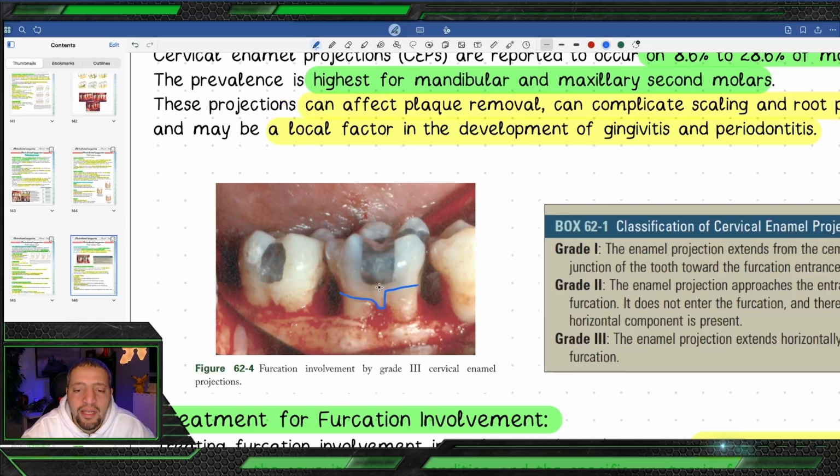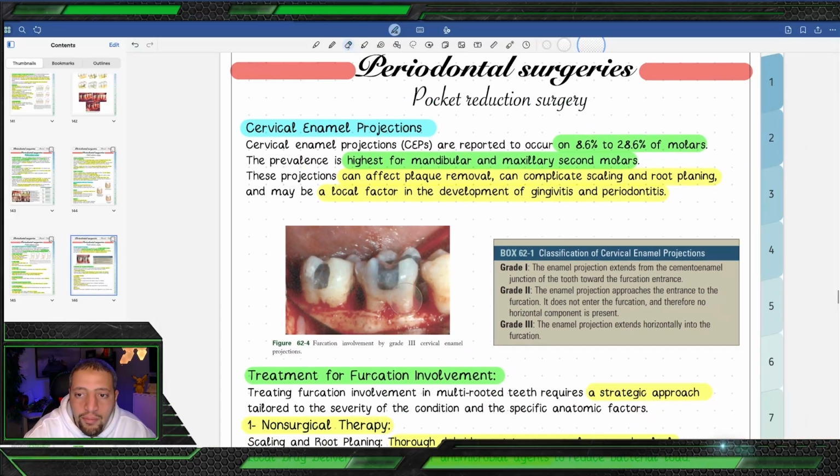So what's the problem? Enamel is here. When enamel is here, PDL cannot attach here. So when PDL cannot attach here, there is no bony support here, so the pocket depth increases. When you have increased pocket depth, it favors more accumulation of bacteria, which will lead to bifurcation involvement. So before we solve the bifurcation involvement, we should take care of this one.